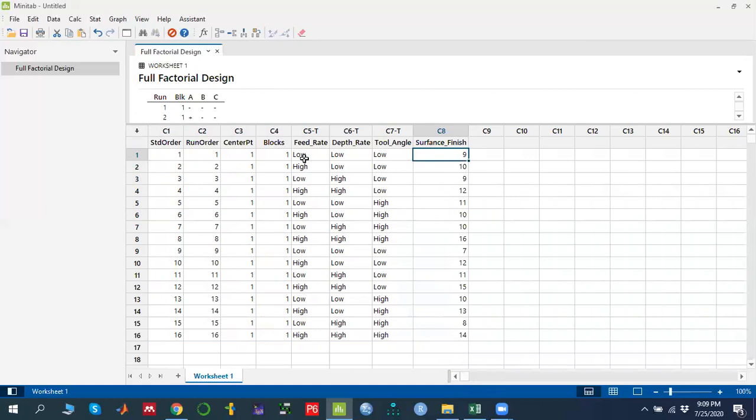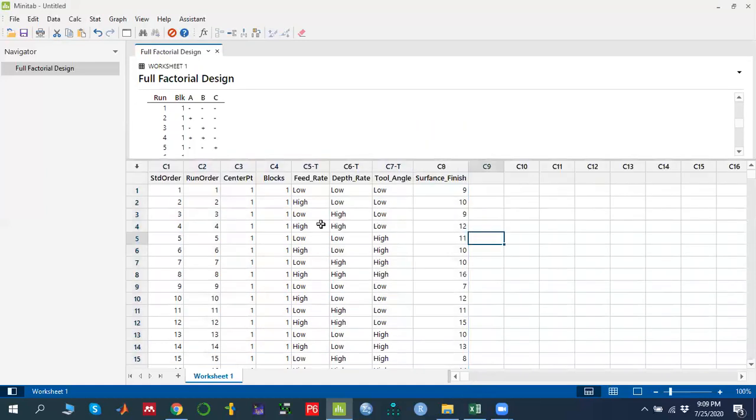So I have written down. When we have feed rate low, depth rate low, tool angle low, we found that the product surface finish value is 9 and so on, right? Now, after completing the design as well as performing the experiment, we want to analyze it.